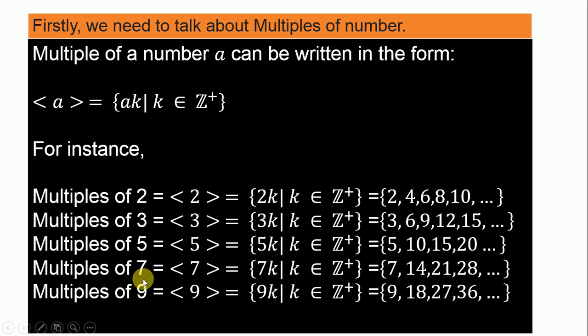Going to the multiples of 7, we have a span of 7, which is 7k such that k belongs to the set of positive integers, which is equal to the set of 7 times 1, 7, 7 times 2, 14, 7 times 3, 21, 7 times 4, 28, 7 times 5, 35, 7 times 6, 42, 7 times 7, 49, and on like that. The same thing goes for multiples of 9: 9 times 1, 9, 9 times 2, 18, 9 times 3, 27, 9 times 4, 36, 9 times 5, 45, 9 times 6, 54, and on like that. So these are the examples of how to get the multiples of a number.